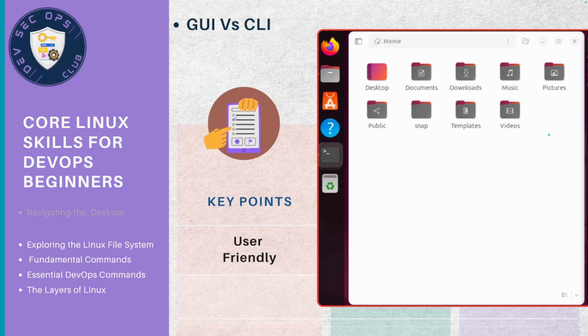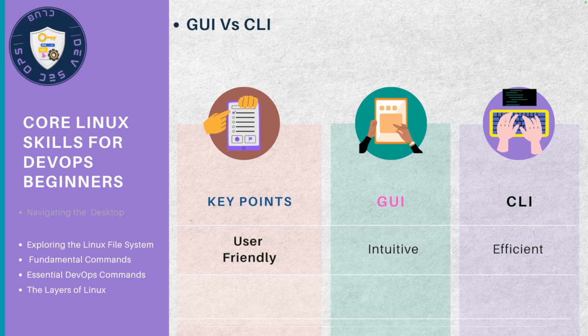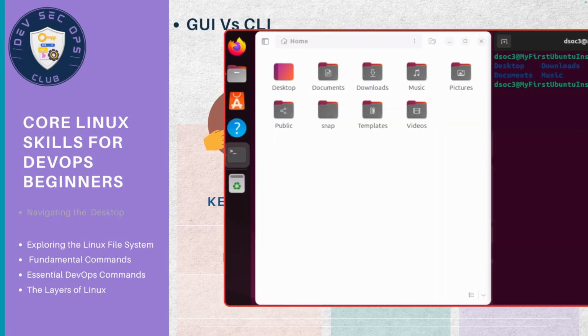As a beginner, it's really nice, no problem at all, very easy. But CLI is efficient. When we have to, we can visualize things in the GUI, but CLI is more efficient. So how efficient? For example, let's see over here.